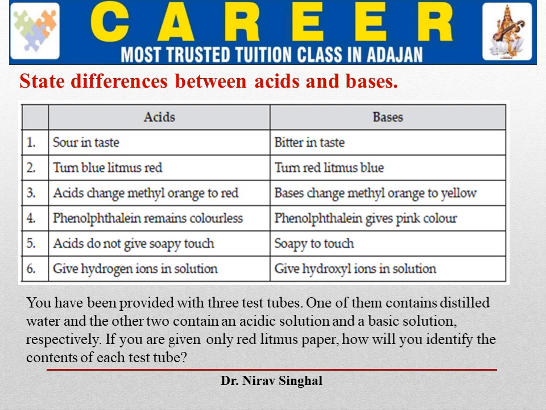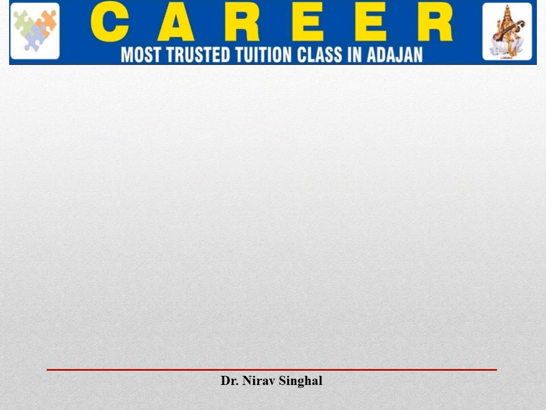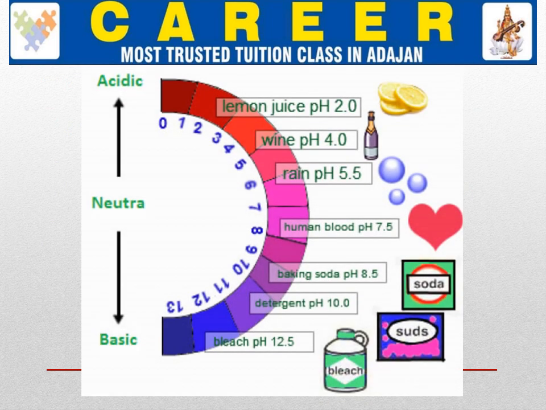You have been provided 3 test tubes. One of them consists of distilled water, the second acid solution and the third basic solution. If you are given only red litmus paper, then how will you identify which test tube has distilled water, which has acid solution, and which has base solution? We need to understand the fact that base solution changes the color of red litmus paper into blue, whereas the others cannot do it.